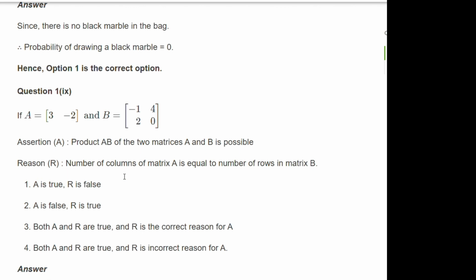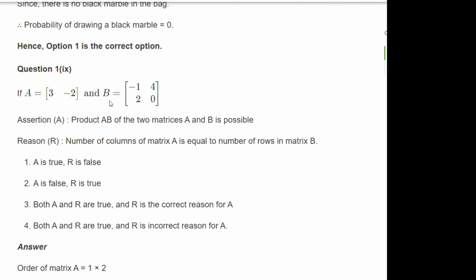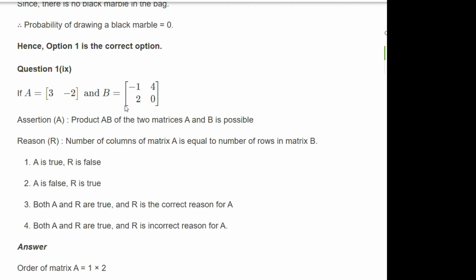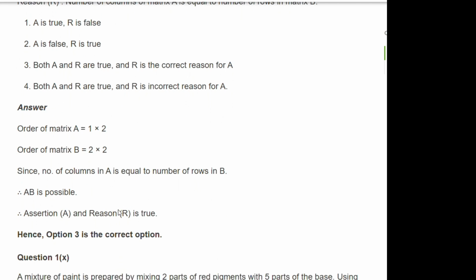Next one. A equal to 3 minus 2 and B equal to minus 1 4 2 0. The product AB of two matrices A and B is possible if the number of columns of matrix A is equal to the number of rows in matrix B. Yes, this product is possible. Why? The rule is the number of columns of the first matrix should be equal to the number of rows of the second matrix. The number of columns of the first matrix is 2 and the number of rows of the second matrix is 2. So the product is possible and this is the correct reason. So both A and R are true. So option 3 is correct.